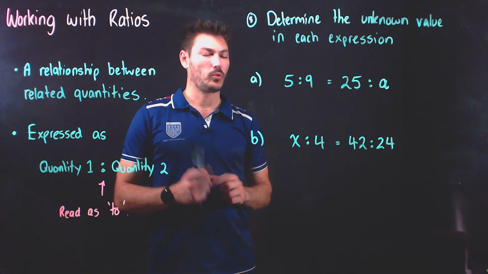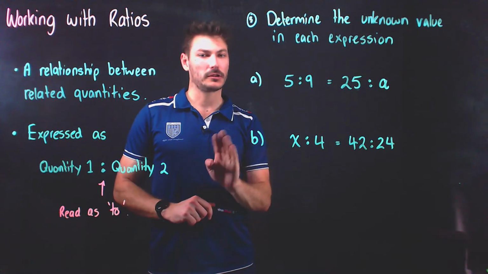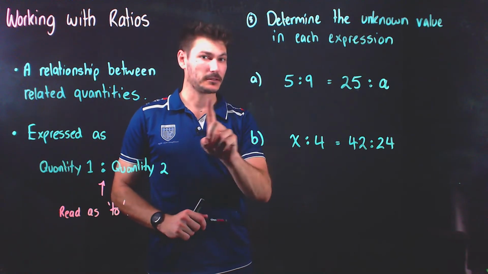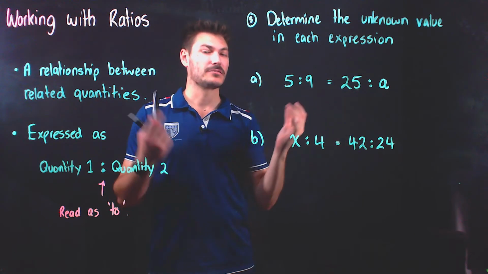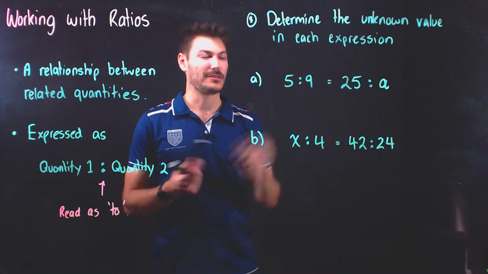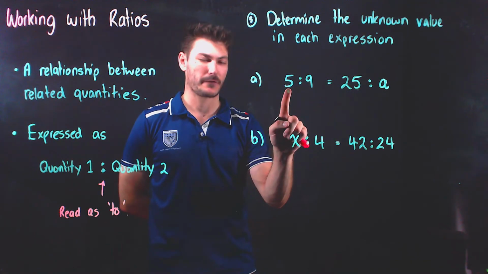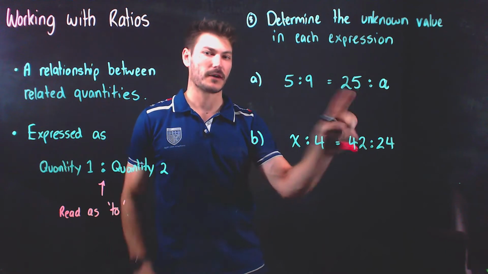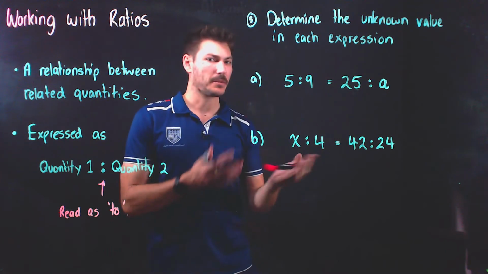So in equation 1, or equation A, I have 5 to 9, that is full knowledge of this first ratio, is apparently equivalent to 25 to A. Okay, and the way you figure out what A is you think about the known bits. So I know on the left of this ratio was 5, and I know this one's 25.